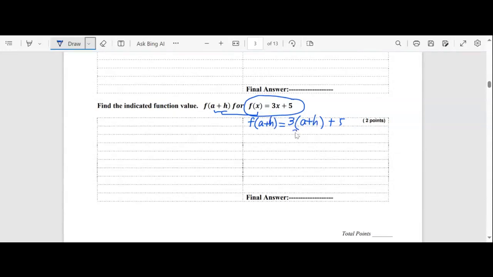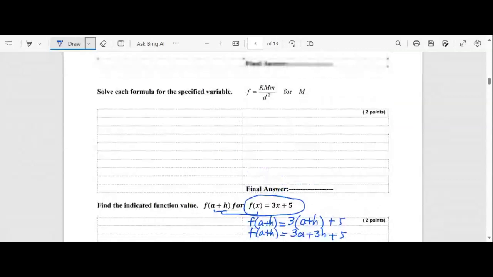So 3 times a, 3a. 3 times h, 3h. Plus 5. Very easy, very simple. It's just straightforward. So your answer is what? 3a plus 3h plus 5. Easy or hard?